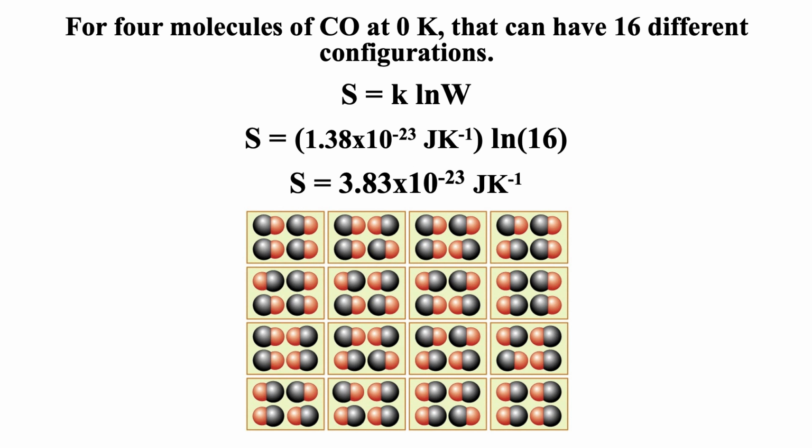We can think about 4 molecules of carbon monoxide in a box at 0 Kelvin. We think about 0 Kelvin because that means there's only one way of filling the energy levels. And if we imagine the 4 carbon monoxide molecules, they can face either to the left or to the right. And if we make that stipulation, there's only 16 possible configurations, or 16 ways of filling the box with 4 carbon monoxide molecules. And so S equals k ln W, Boltzmann's constant 1.38 times 10 to the minus 23rd, times the natural log of 16, and we get that the entropy of 4 carbon monoxide molecules in a box at 0 Kelvin should be 3.83 times 10 to the minus 23rd joules per Kelvin.